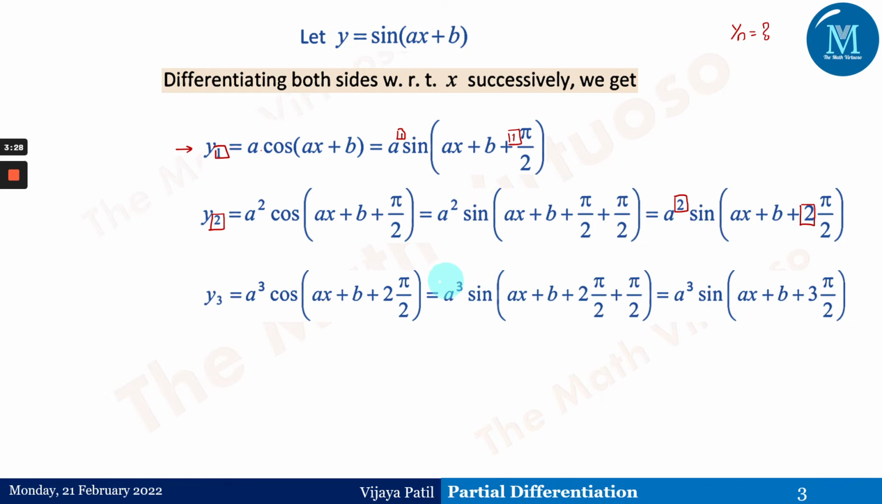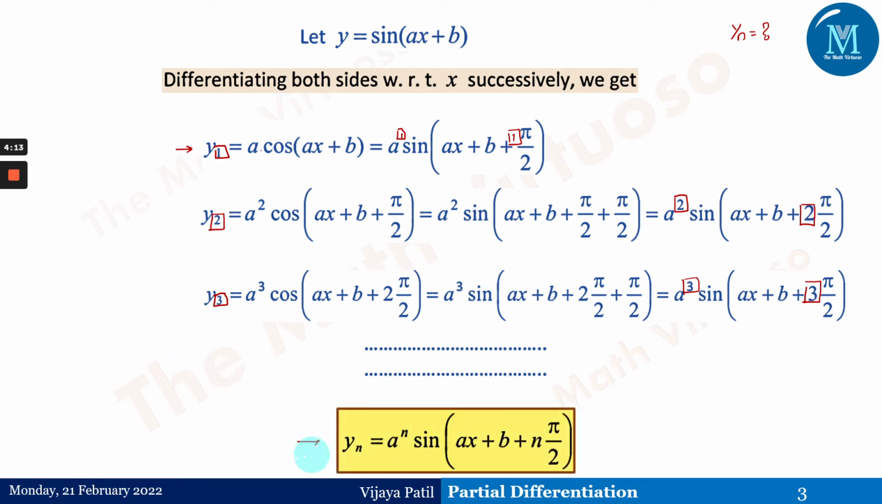Right, now let us find the cube. That is d cube upon dx cube, that is y3, which is a cube. Again one a will come out, so a square gets added in the power. So it's a cube cos of ax plus b plus 2 times pi by 2. Now again we have to convert this cos into sine. That will give us a cube sine of ax plus b plus 2 pi by 2 plus pi by 2, that is a cube sine of ax plus b plus 3 times pi by 2. Again you check, this is 3 here, and 3 here, and this is the third differentiation of this function. If we generalize the same way and go on doing it, till the nth derivative, you will get yn.